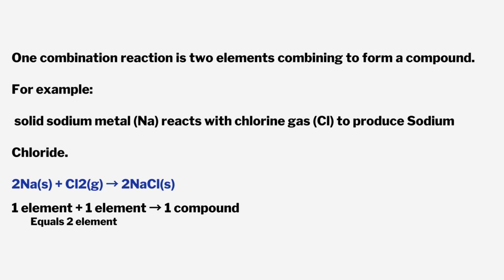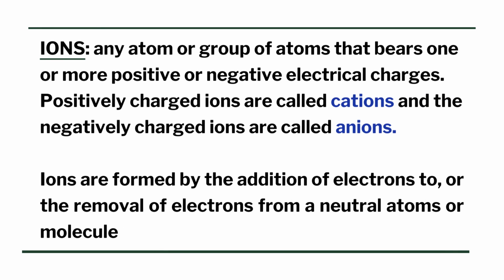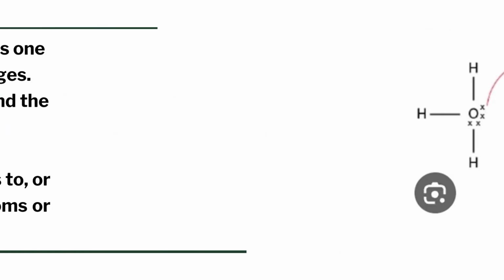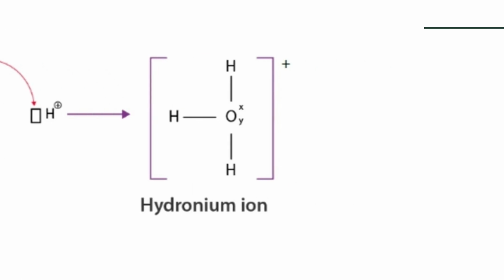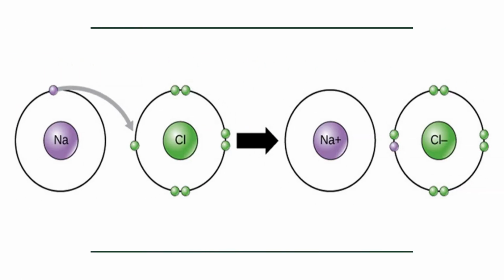Let's look at ions. Ions are a group of atoms that bear one or more positive or negative electrical charges. You might have seen an element bearing a charge as a superscript. Here they are called ions, and we have the positively charged ions called cations, and the negatively charged ions called anions. For instance, sodium chloride again. Sodium is a positively charged ion, which is Na+, and chlorine is a negatively charged ion, which is an anion, Cl-.